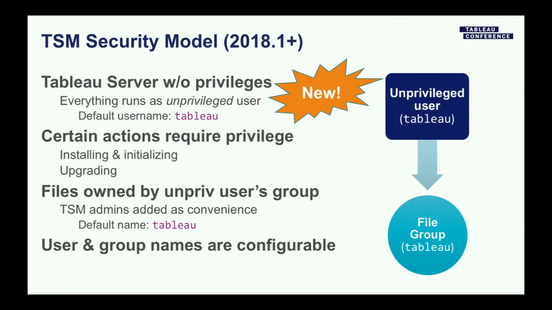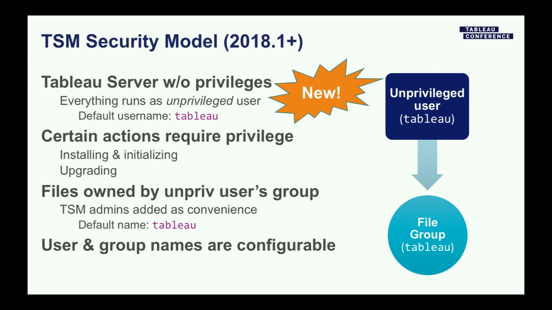It looks like this. We have a single unprivileged user. By default, its name is tableau. And it runs everything in Tableau Server. And we don't require sudo at all, except, of course, there are certain actions that require privilege, such as installing packages, initializing, and upgrading. But you provide the privilege yourself, either by typing in the commands yourself, running them as root using sudo or whatever means you want, or using your automation tool, such as Ansible or Puppet or Chef. And those tools, of course, run as root. So in that sense, you're executing things as root, but Tableau Server itself runs completely unprivileged.